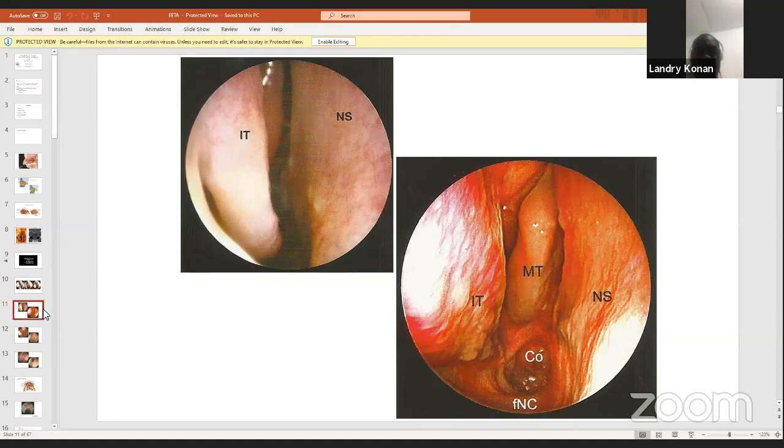The choana that you see here has the shape of an arc. This arc is the lower margin of the sphenoethmoidal recess. And for me, this is the main landmark. It is easy to find, and this will give you the entrance to the sphenoid sinus. Let's move forward. Slide.